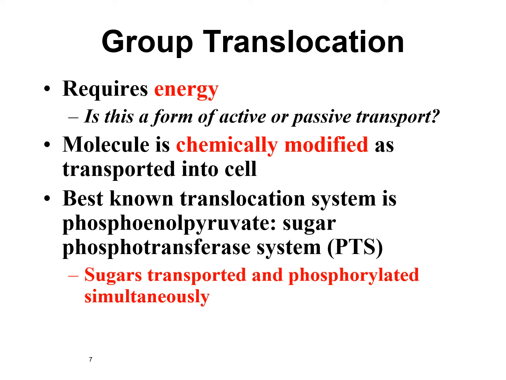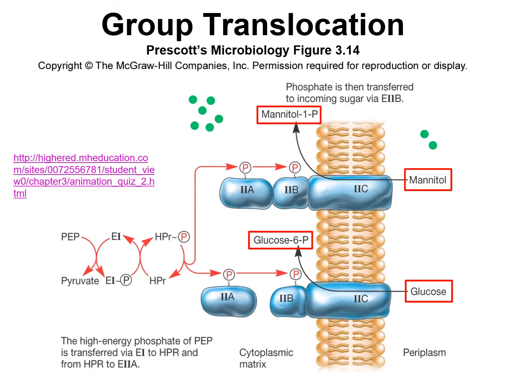So let's take a look at a picture of group translocation. In group translocation, we're going to be moving molecules from an area of low concentration to an area of high concentration. And in this example, we're going to be moving some sugars across. So if we take a look at the glucose on the bottom, you can see that as it's moved across the cell membrane by the transport protein, it's going to become chemically modified and it's actually going to be phosphorylated. So as the glucose moves across the membrane, we're going to phosphorylate it.